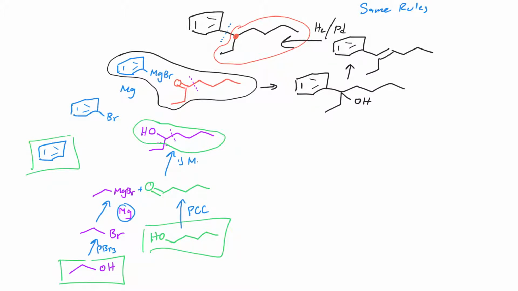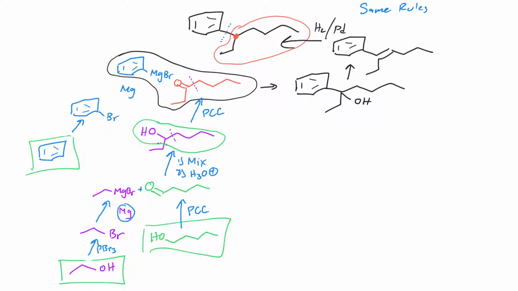First step is going to be to mix the Grignard and the aldehyde. And the second step is, of course, acid workup. And then that alcohol needs to be turned into the ketone, so I'm going to use PCC to do that. And then I'm going to go over here and make my phenyl Grignard.